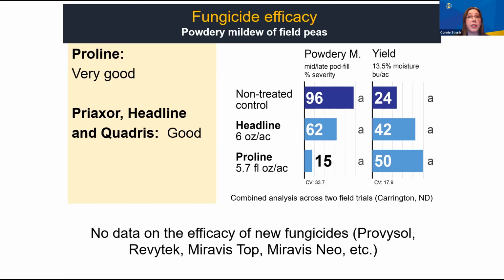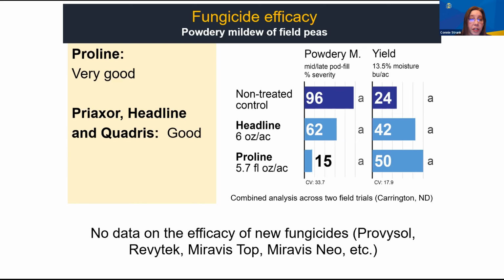Proline has been rated as very good, whereas Preaxar, Headline, and Quadris in his studies have come up as good. If you look at the chart here underneath the powdery mildew, this was at mid to late pod fill and the percent severity of the powdery mildew out there on the plants. Looking at the non-treated control, meaning stuff was just out there and whatever happened, he had a 96% severity of powdery mildew out in the field. When he applied Headline, it was greatly reduced. Proline is where he saw the least amount of powdery mildew out in the field.